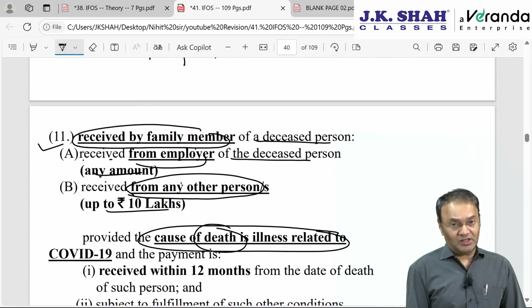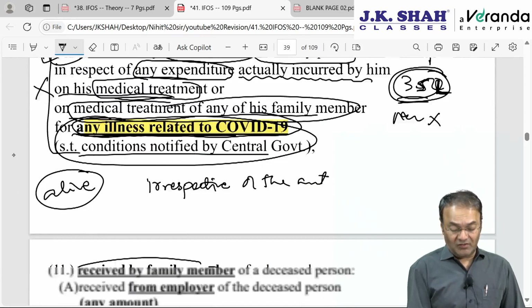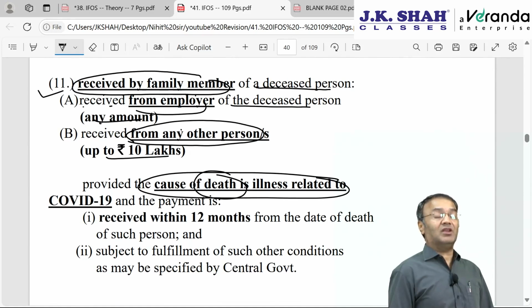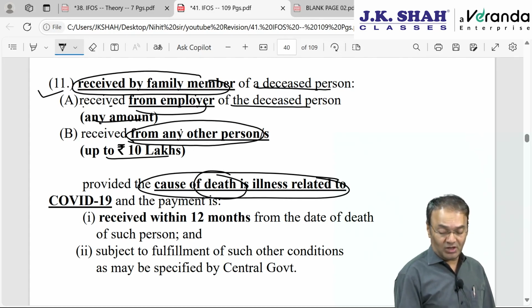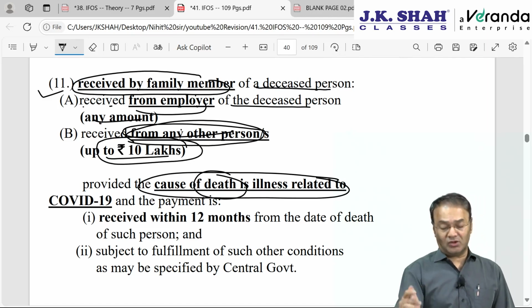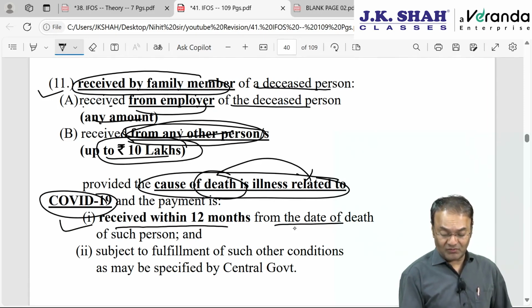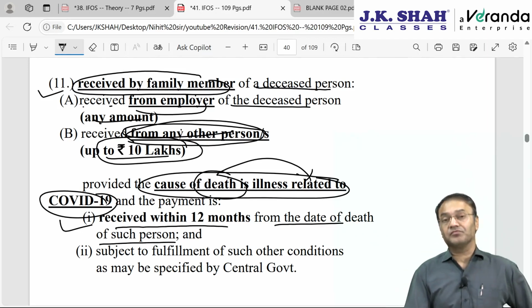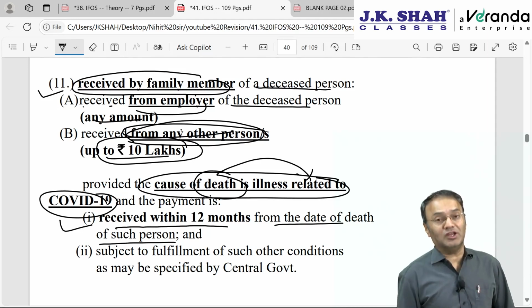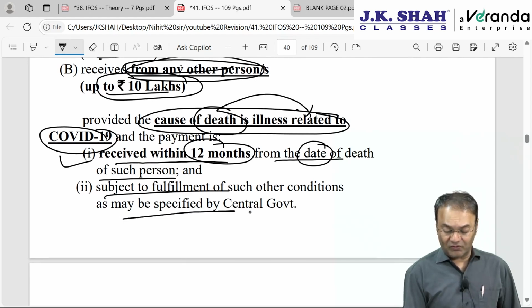However, on the other hand, if the person dies, here he is alive, he himself receives. If he dies, family members may receive. Family members receiving from the employer, ex-employer of the husband, then the unlimited amount will be exempt. If received from any other person, bank, etc., then up to 10 lakh rupees per annum will be applicable, provided death is on or after a particular date. The death is because of COVID-19, a doctor's certificate should be there, and payment is received within 12 months from the end of the death of the person. This is an important condition. Claim should have been lodged within 12 months from the date of such death and subject to fulfillment of other conditions.